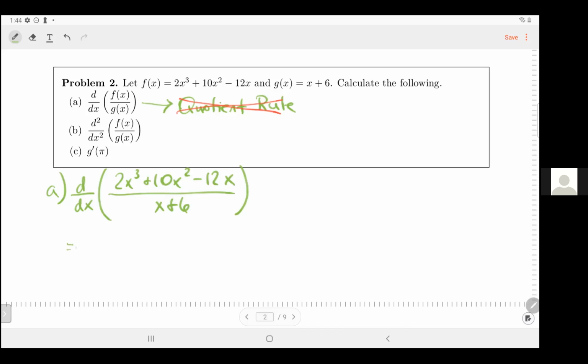So first of all, each of these terms has an x in them. So I could pull an x out. And actually, they each have like a factor of 2 as well. So maybe I'll pull a 2x out. So that's x squared left on the first term. If I pull 2x out of this, I'll be left with 5x. I pull 2x out of that, I'm just left with minus 6. Whoops. Okay. Still have x plus 6 on the bottom.